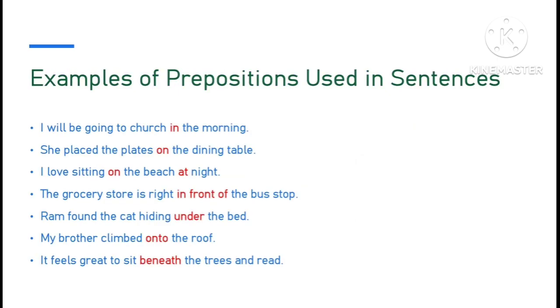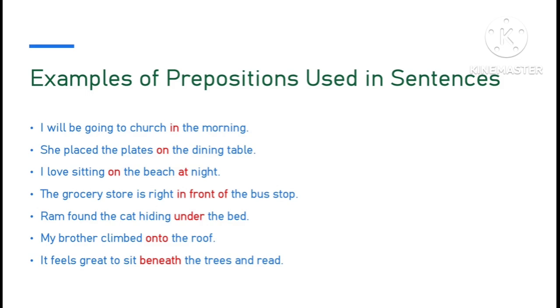Let's look at some of the examples of prepositions used in sentences. I will be going to church in the morning. In is a preposition used. She placed the plates on the dining table. On is a preposition used there. I love sitting on the beach at night. On and at are the prepositions used.